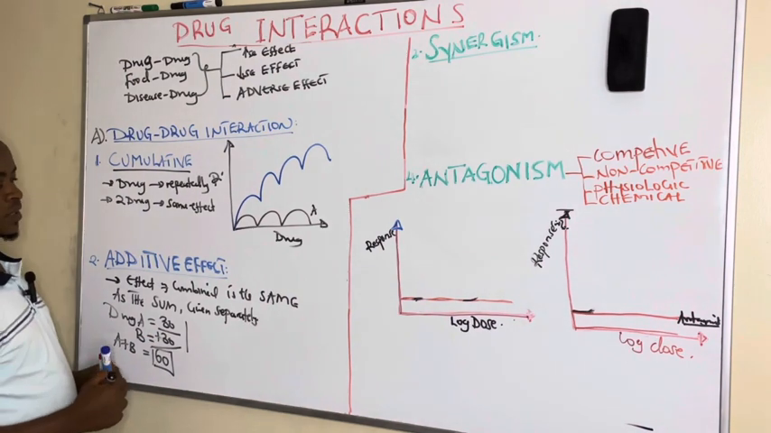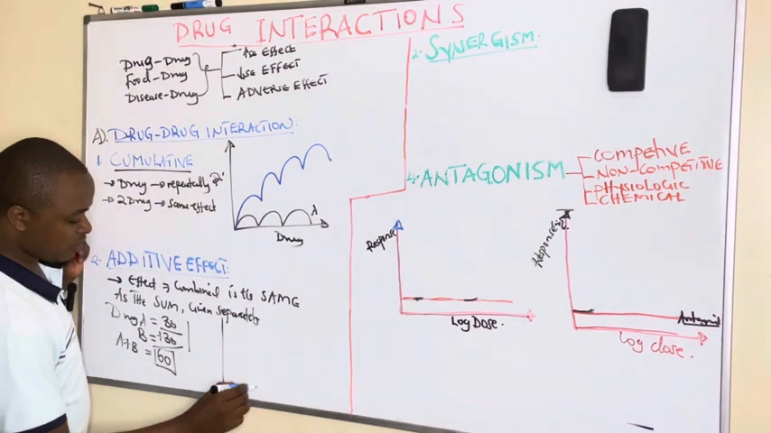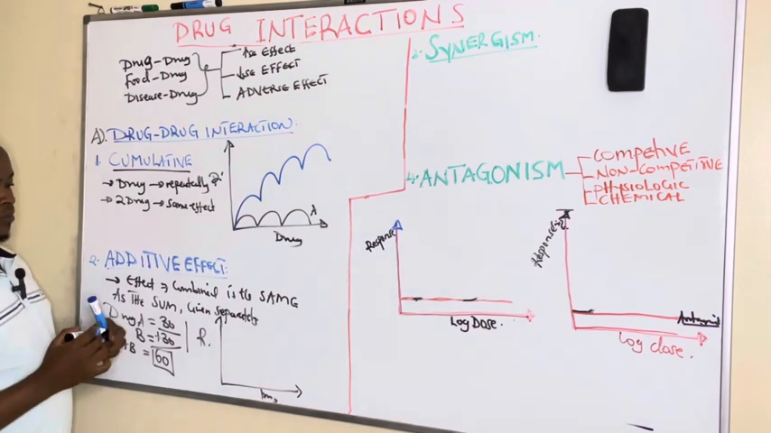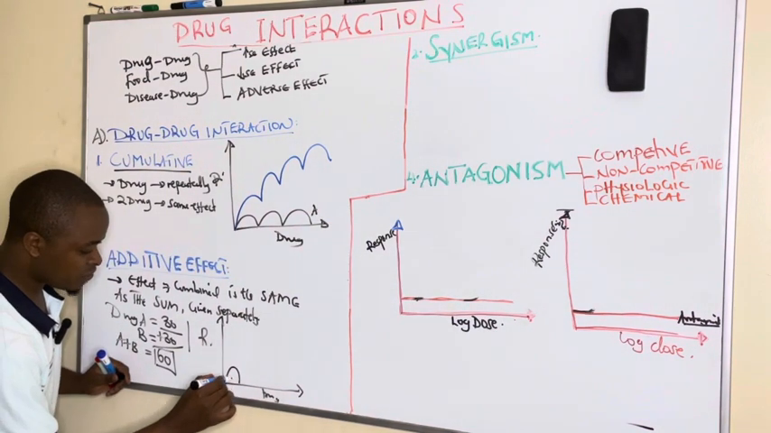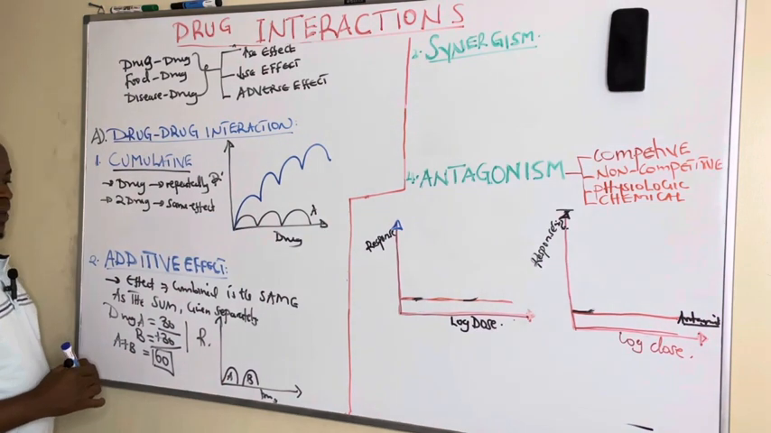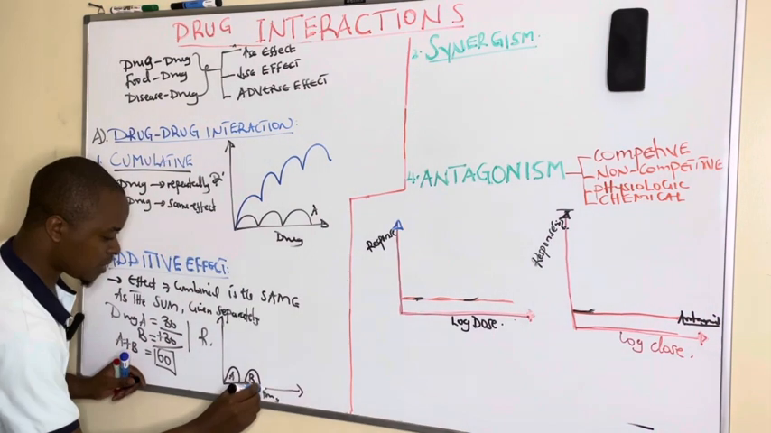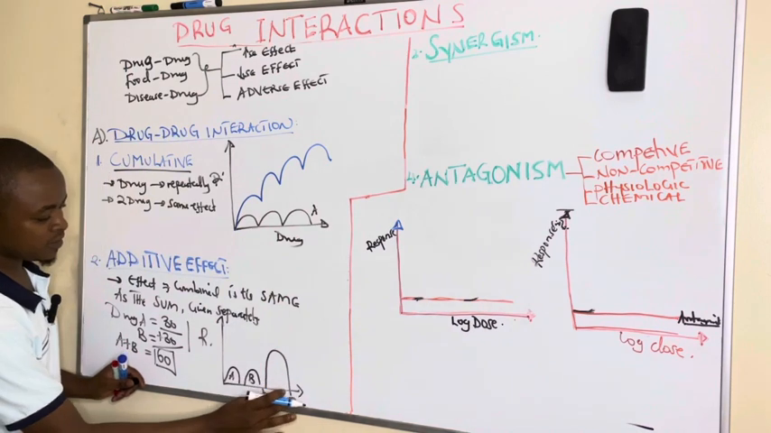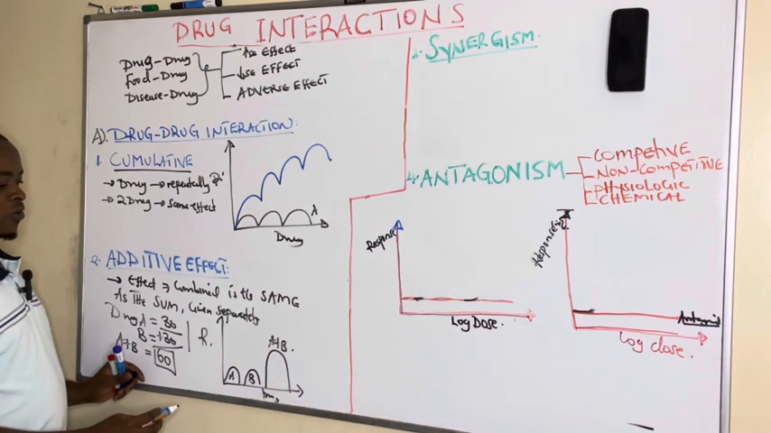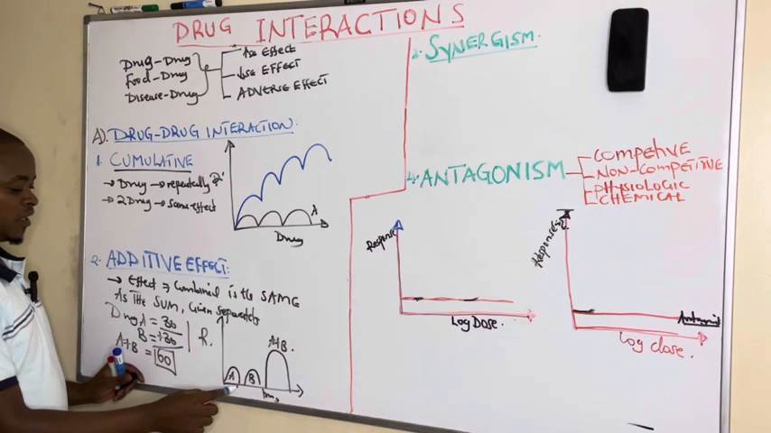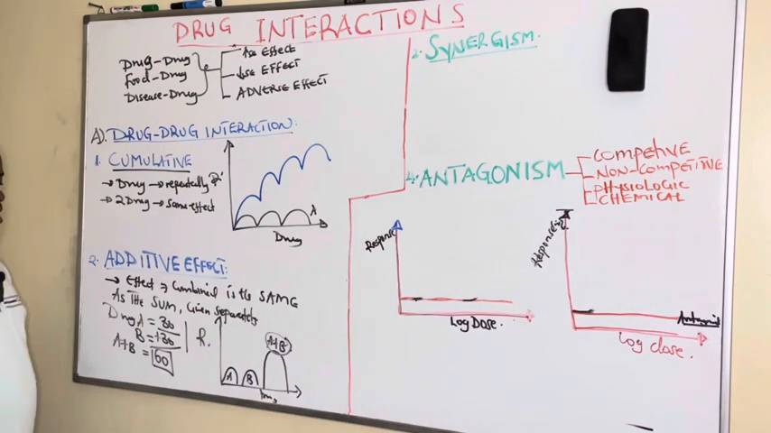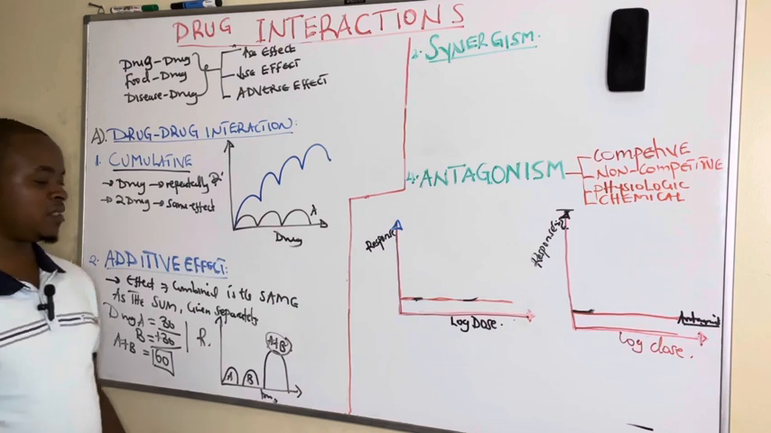Under graphical presentation, if we have a graph of the drug versus response, we are going to see that if we give drug A and we give drug B separately, their sum is the same as the effect when given in a combination, A plus B. So this is what we are calling additive. The effect when we add them up is the same as when given in combination. So this is additive effect.